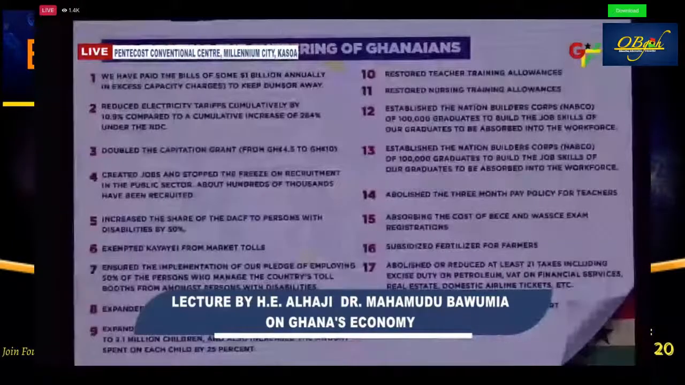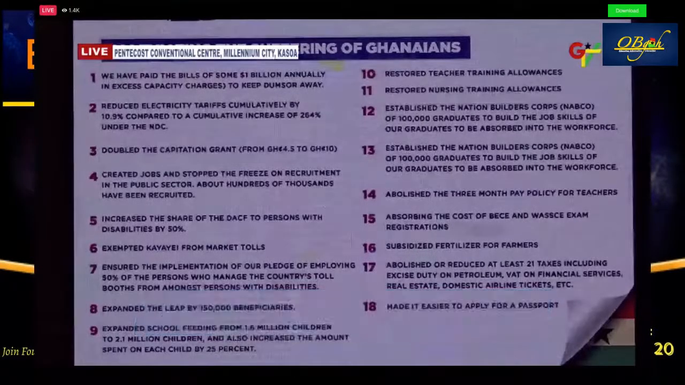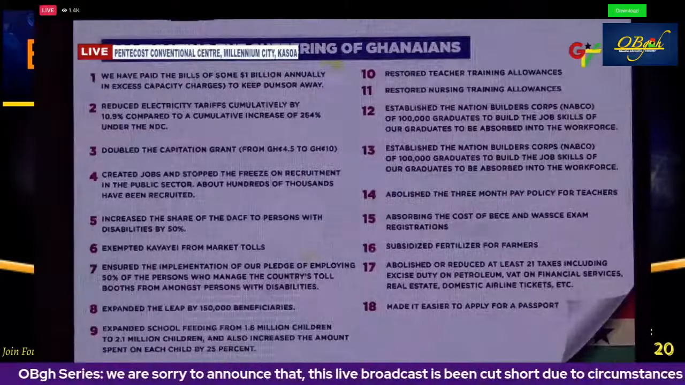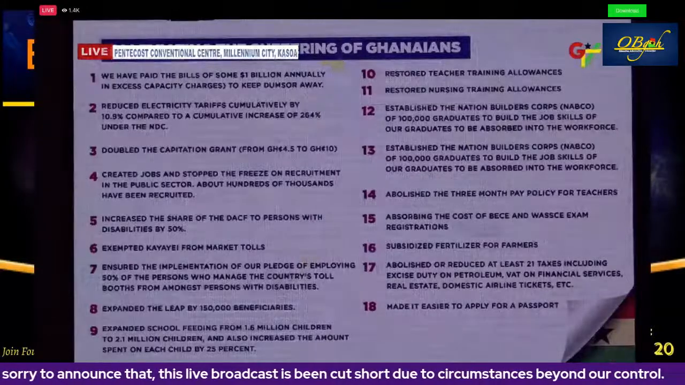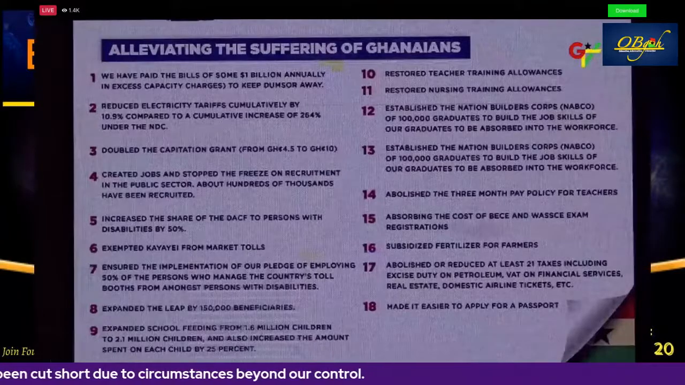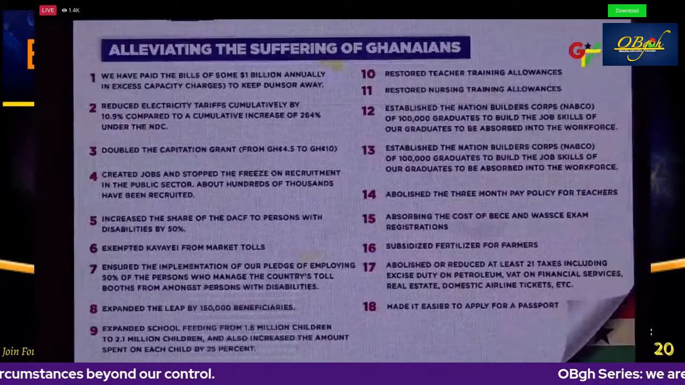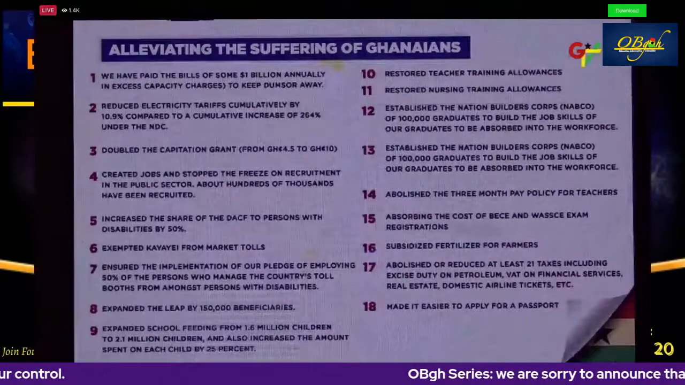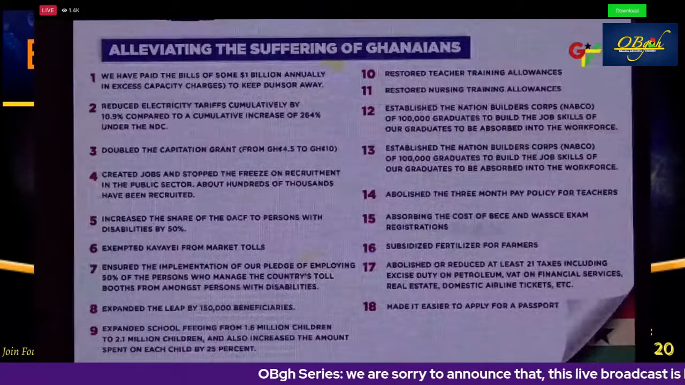We provided free water for households for a year during COVID. We provided free electricity for Lifeline users and a 50% reduction for other users for a whole year. The electricity tariffs over the last 5 years have been the lowest increase for any 5-year period over the last 30 years. It's just been remarkable. We've doubled the capitation grant for basic schools from 4.5 cedis to 10 Ghana cedis. We've created jobs and stopped the freeze on recruitment in the public sector.